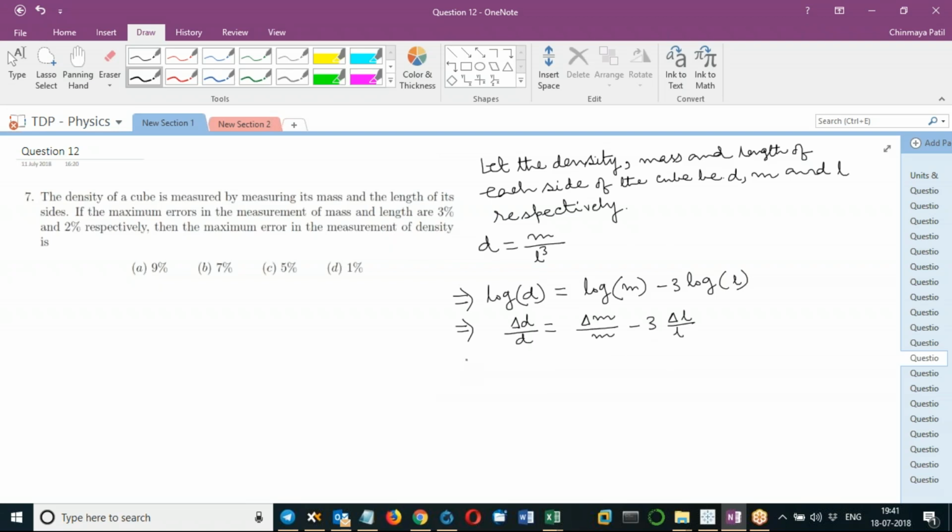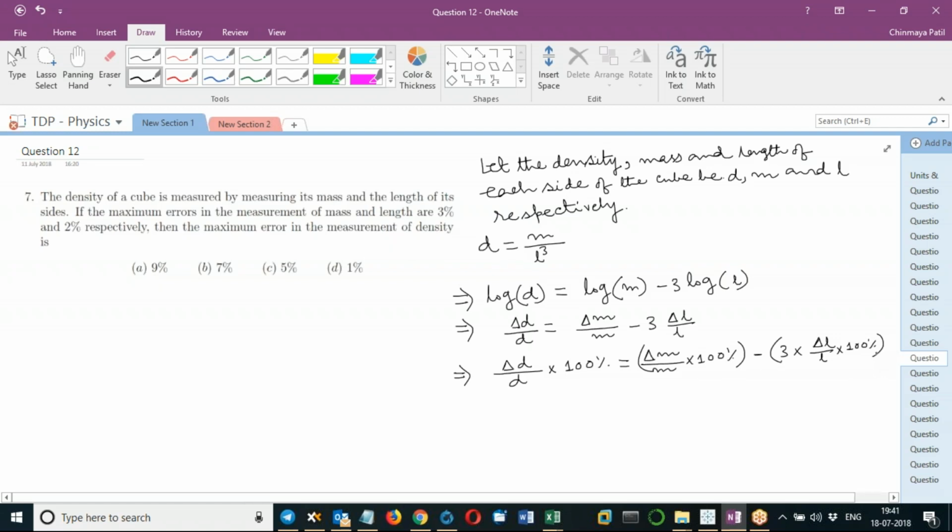Now if we make a percentage error, then we will get delta d by d into 100% is equal to delta m by m into 100% minus 3 into delta L by L into 100%.